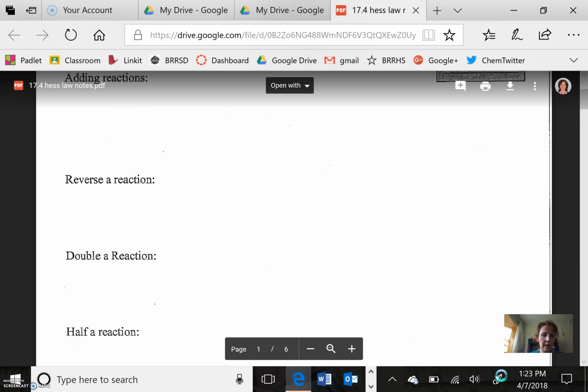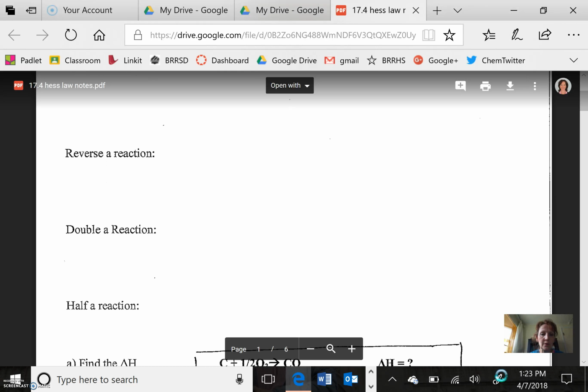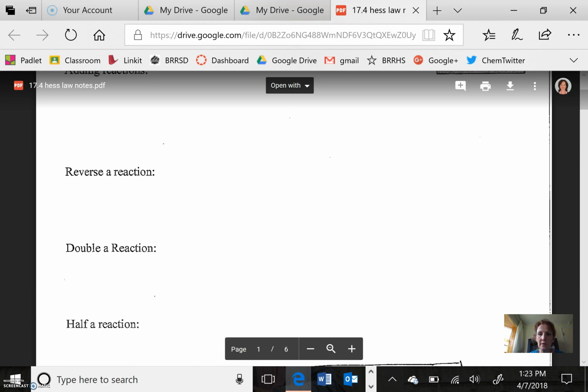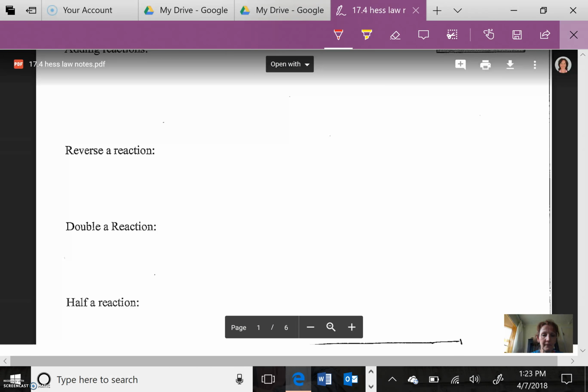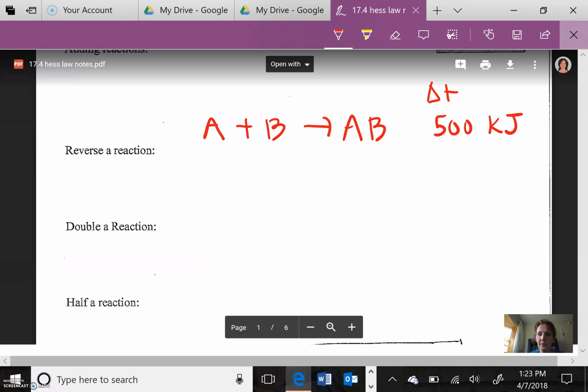Now, before we do that, I just want to show you something very interesting. It's called a reverse reaction. Let me just show you that before we go on. A reverse reaction is where you reverse the reaction. If A plus B yields the compound AB and the enthalpy of reaction is positive 500 kilojoules, we can actually reverse this reaction. And running a reaction in reverse is exactly that.